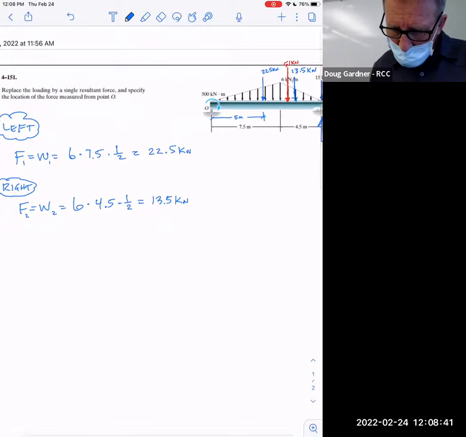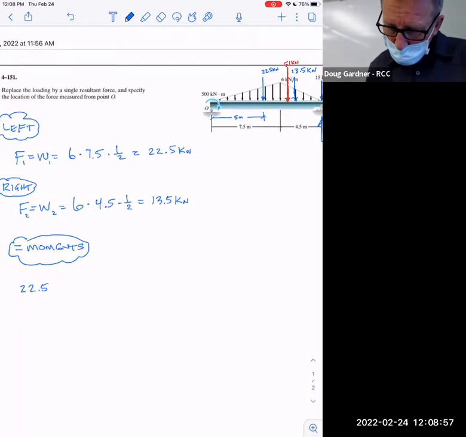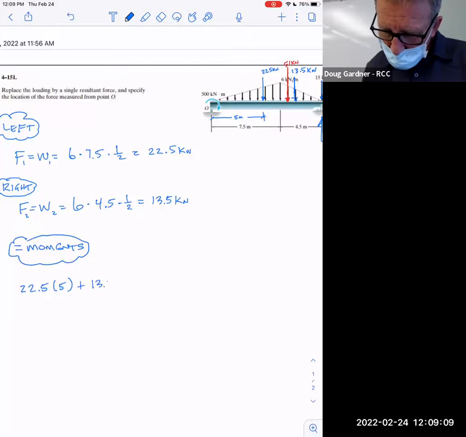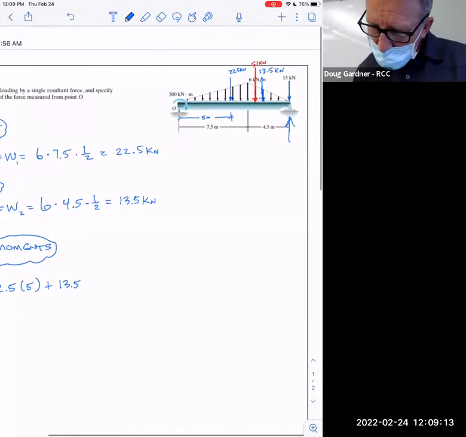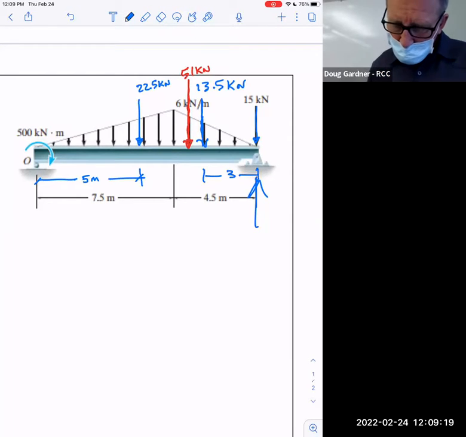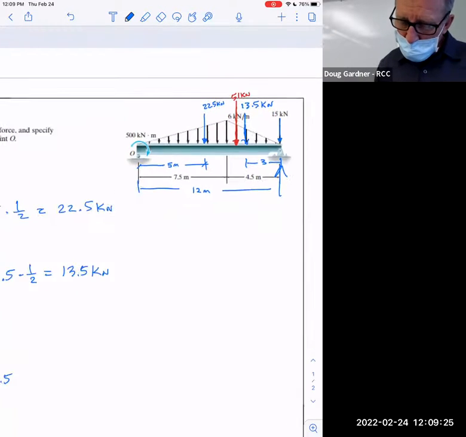So the moments, I need equal moments, I guess, is the way I'll word this. So what do I have? I have 22.5 times its distance from O, which is 5. Notice I'm leaving the units off because every one of them is kilonewtons times meters. So that's okay. And then I've got added to that 13.5 times its distance. I never wrote that distance in earlier, but 2/3 of 4.5 is 3, isn't it? So since the overall distance here is 12, if I'm 3 from the right of 12, then I'd be at 9, wouldn't I?